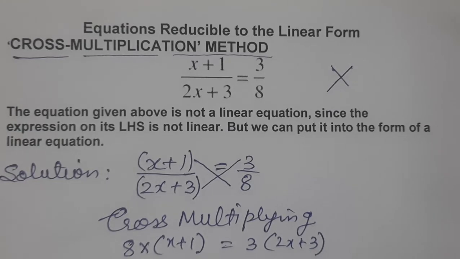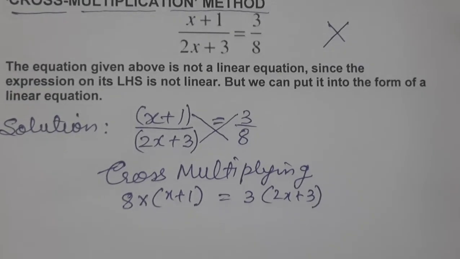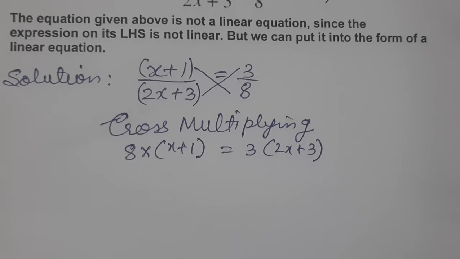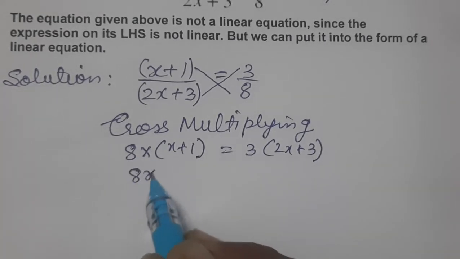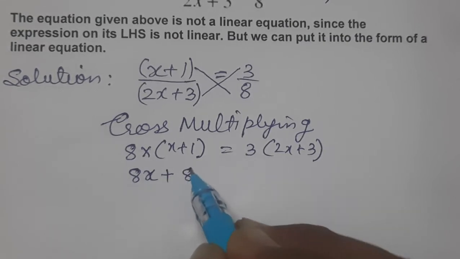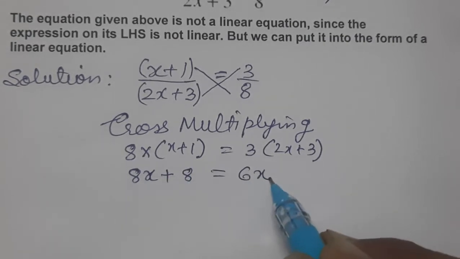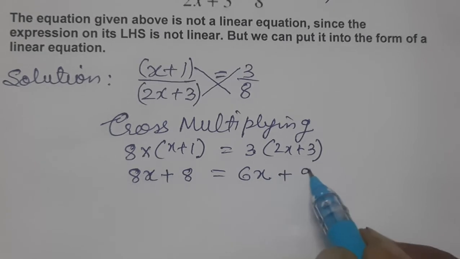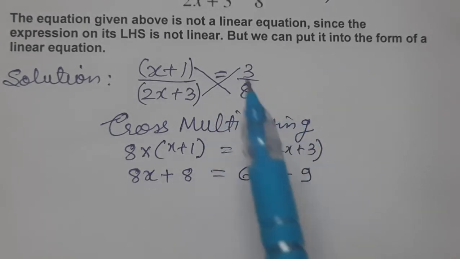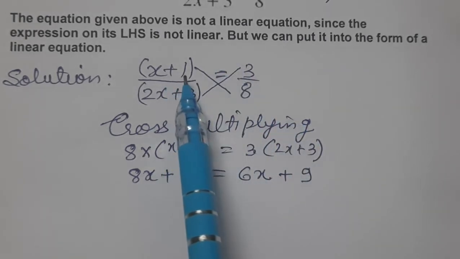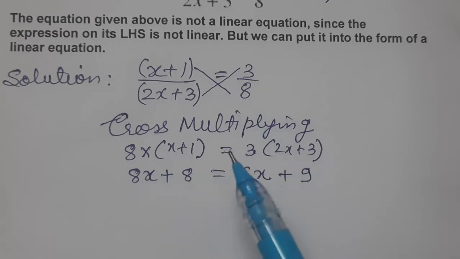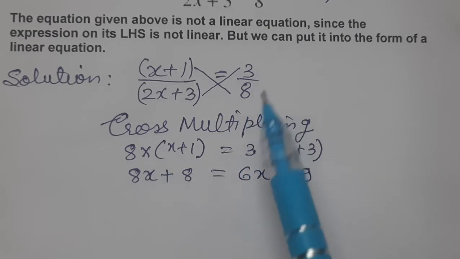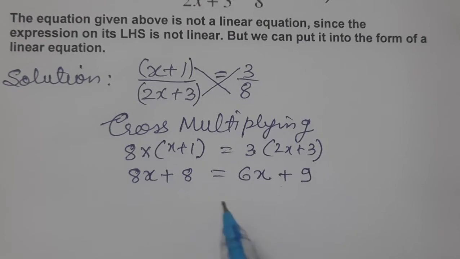So we have multiplied. Now after this we have to multiply further. 8 into x, 8x; 8 ones are 8; 3 twos are 6x; 3 threes are 9. So see children, how we have converted this difficult looking equation into a very simple equation. This is called reduction to linear form.